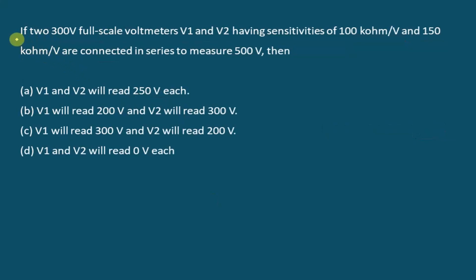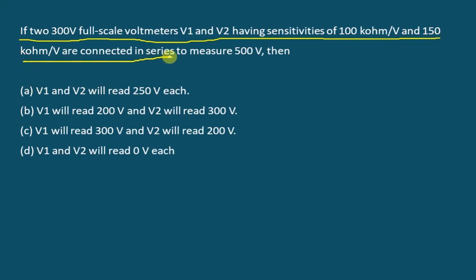So the question here is asking, if two 300 volt full scale voltmeters V1 and V2 having sensitivity of 100 kilo ohm per volt and 150 kilo ohm per volt are connected in series to measure 500 volt, then how much voltage will be measured by V1 voltmeter and V2 voltmeter? Here you can clearly see the full scale is 300 volt for each voltmeter, but the sensitivities are different. That means the full scale current will be different, and the resistance will be different. Let's go to the solution.